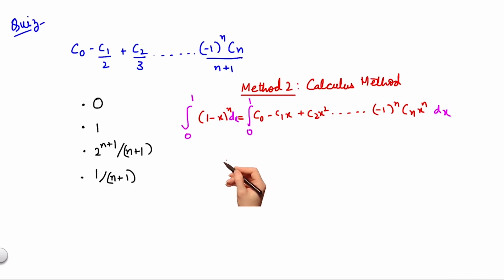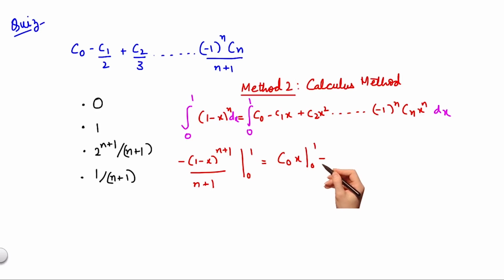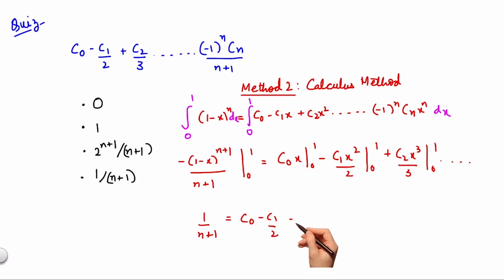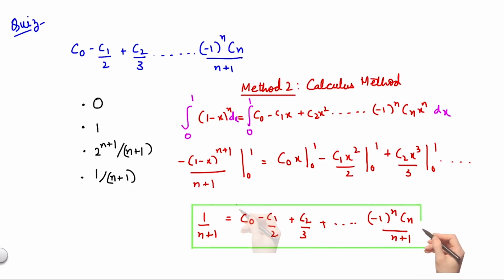On my left hand side, I get minus 1 minus x to the power n plus 1 divided by n plus 1. On the right hand side, I get c0 x minus c1 x square by 2 plus c2 x cube by 3 and so on with my limits 0 to 1. Putting in these limits, I get 1 upon n plus 1 equals c0 minus c1 by 2 plus c2 by 3 and so on until minus 1 to the power n cn upon n plus 1.